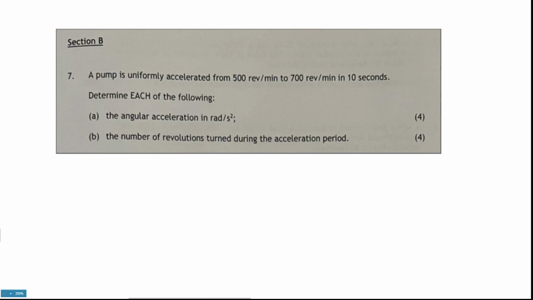Okay, we're going to start with section B. So, let's give it a go. A pump is uniformly accelerated from 500 revs per minute to 700 revs per minute in 10 seconds. Okay, so this is a spinning thing. It's a revolutionary question. It's about revolutionary spinning objects, right?